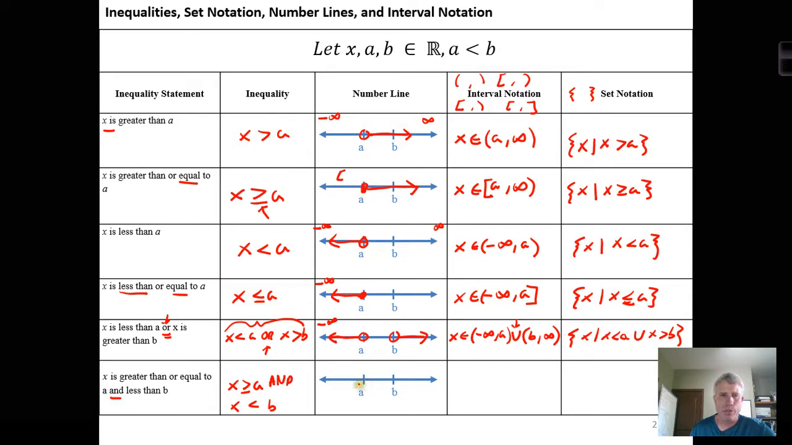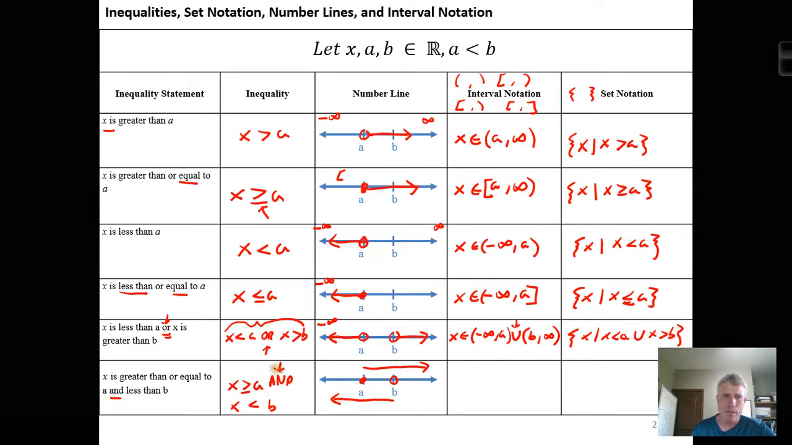So if I do this, x has to be greater than or equal to a. So a solid dot at a. And x has to be less than b. X doesn't get to equal b, so an open dot at b. And what I want to notice is that to be greater than a, I would be going this way. But to be less than b, I would be going this way.